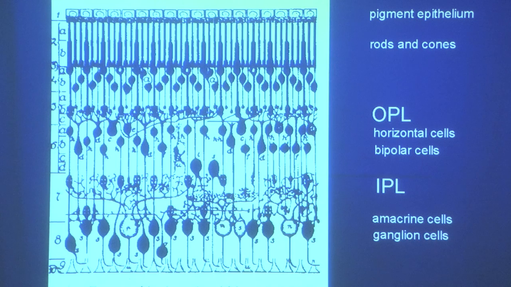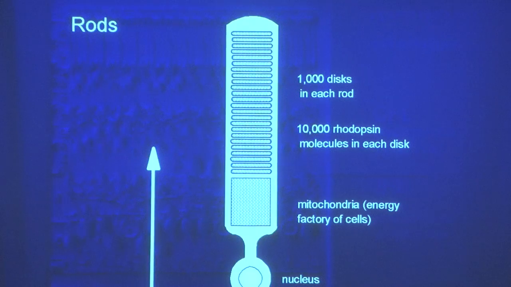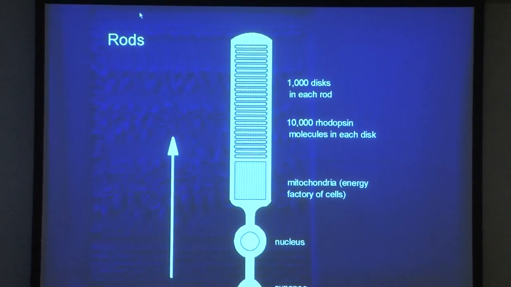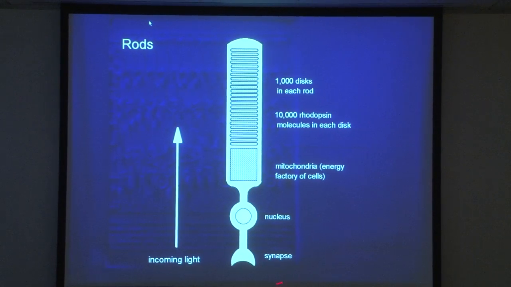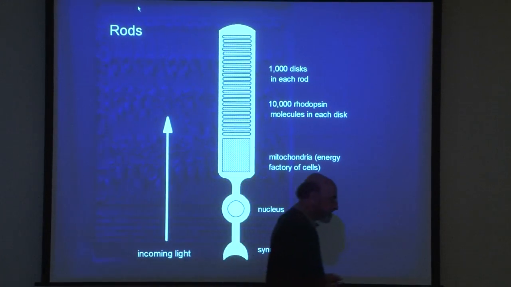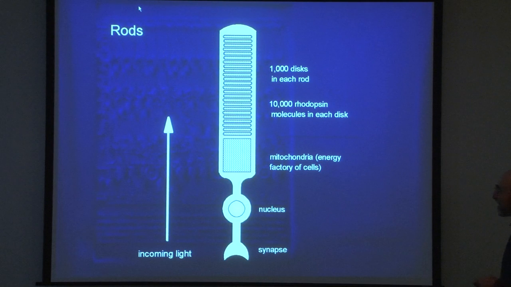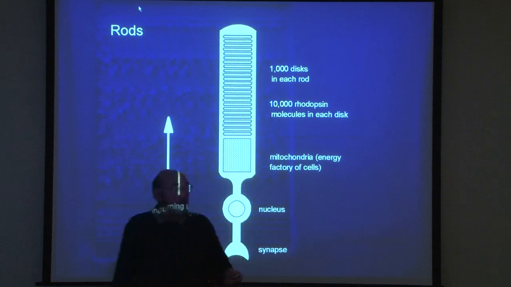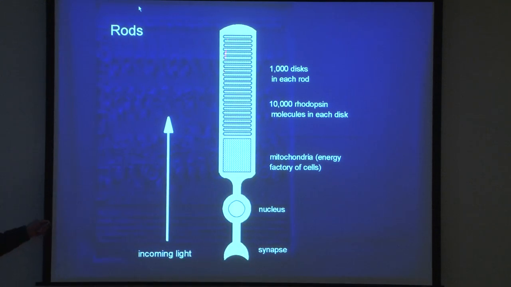Now, let me also point out at this stage, let me see, do I have a picture of that? Point out to you some numbers. Here is an enlarged, highly simplified view of rods. Now, the rods are constructed in an incredibly complex way. They have these individual so-called disks. There are about 1,000 of them. I only have 25 here, I think, or 24. There are about 1,000 of these in each rod, OK? And within each of these disks, you have about 10,000 rhodopsin molecules.